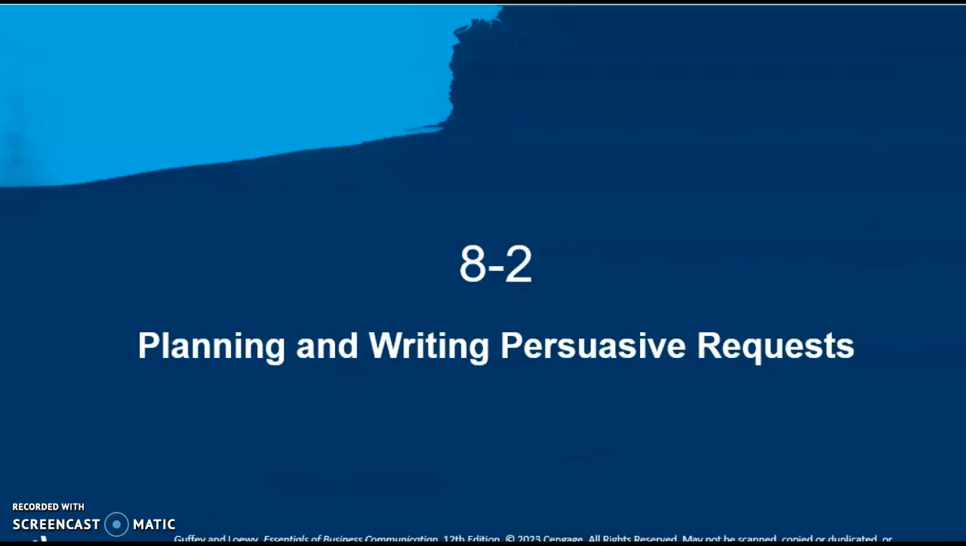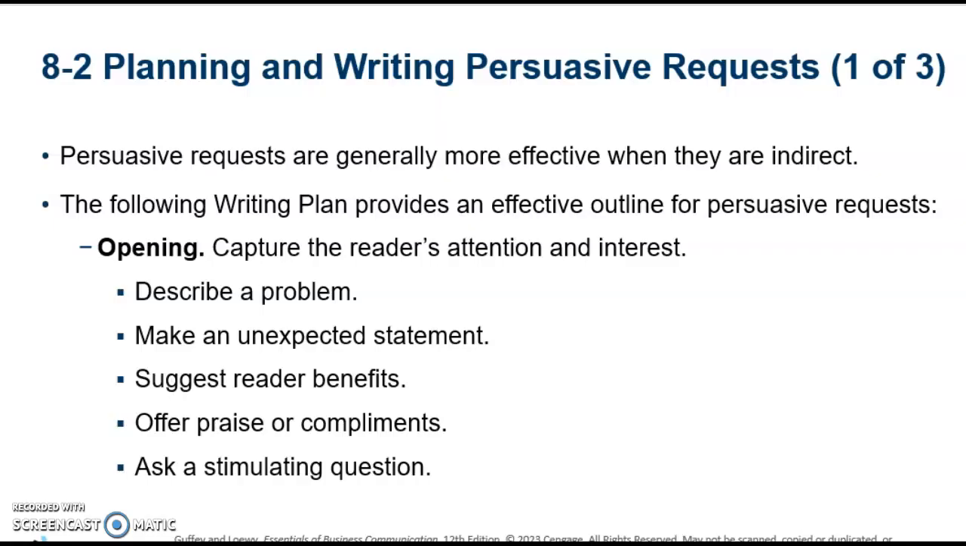Now that we've talked about understanding persuasion and persuasion techniques, we're ready to write a persuasive request. To gain attention, make a brief, relevant, and engaging opening statement using one of these examples. The first one is describe a problem. So present the problem and how your proposal will help solve that problem.